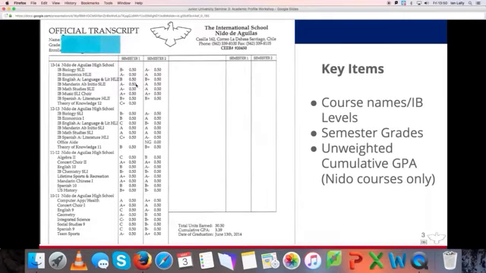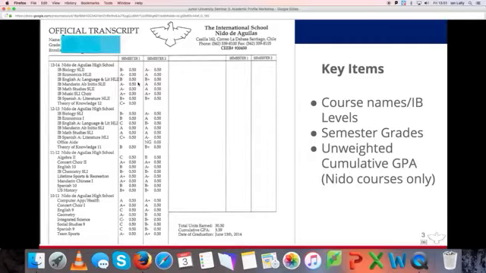Here you see we have a transcript. Your transcript is a US document, but you can use this document to apply to many world universities. You have letter grades here, and we have all of your classes starting from ninth grade. Down here you have a GPA number. You can see all the course names and levels of the courses that you took. Semester grades are reported as part of your transcript, and we have an unweighted cumulative GPA.